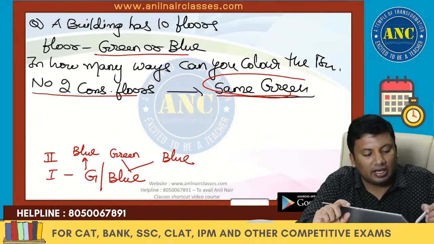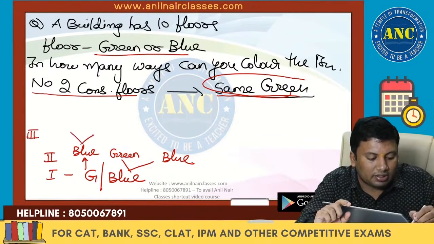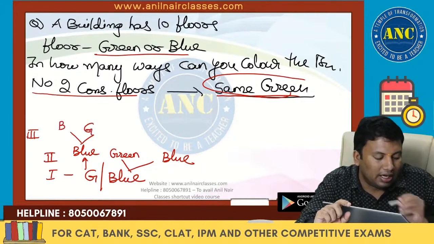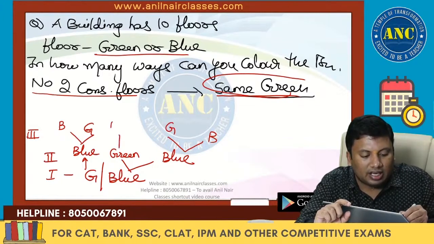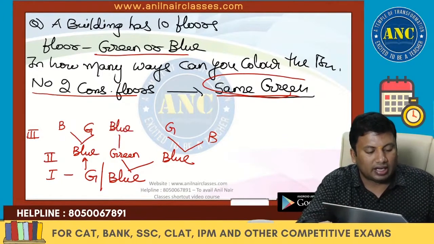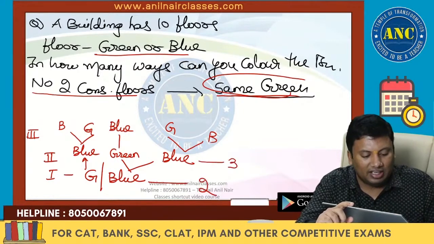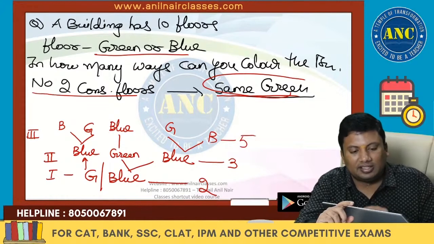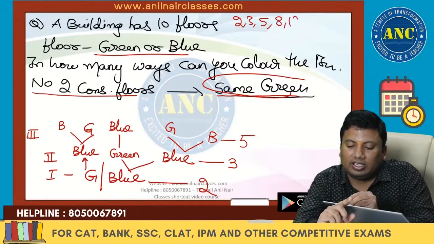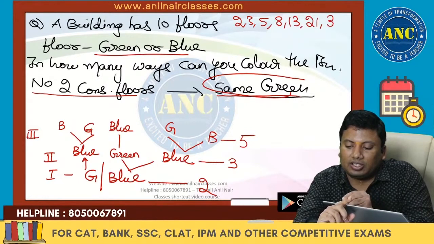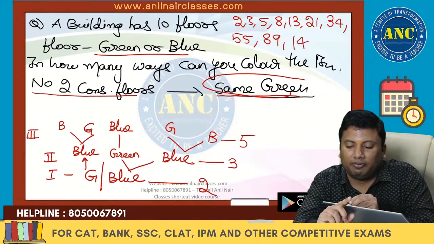I hope it is clear. If it is the third floor, if the down is blue, it can take blue or green. If it is green, it can take blue. This is two ways, this is three ways, this is 5 ways. So 2, 3, 5. For the 10th floor I require 8, 13, 21, 34, 55, 89, 144.